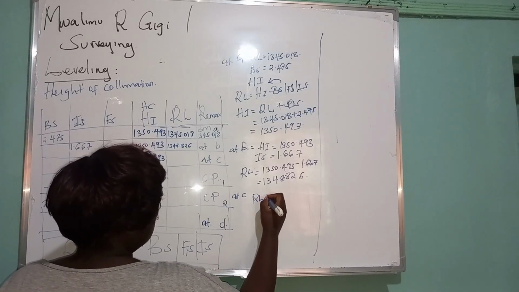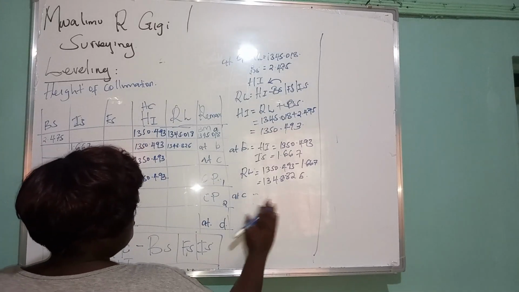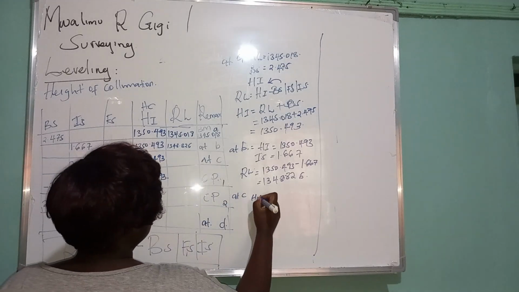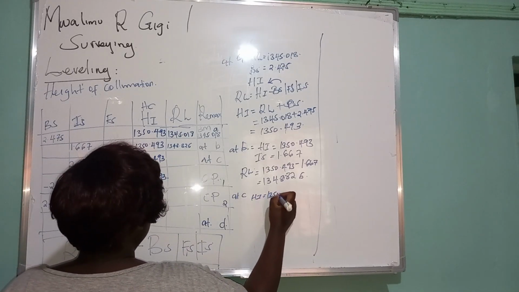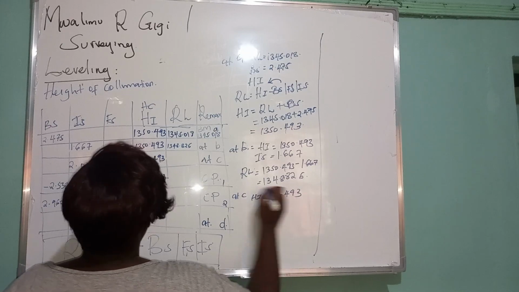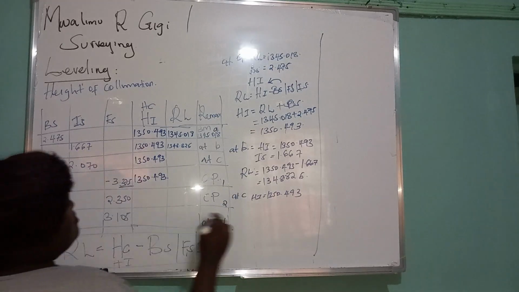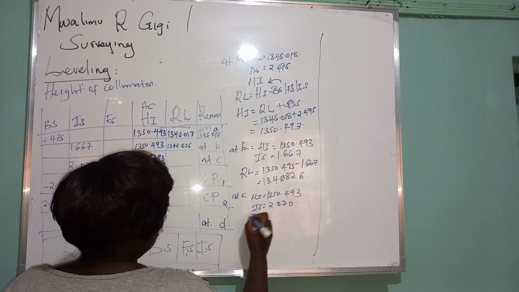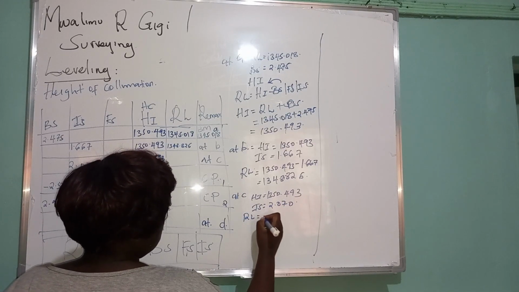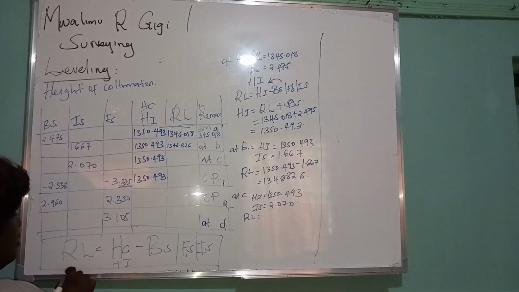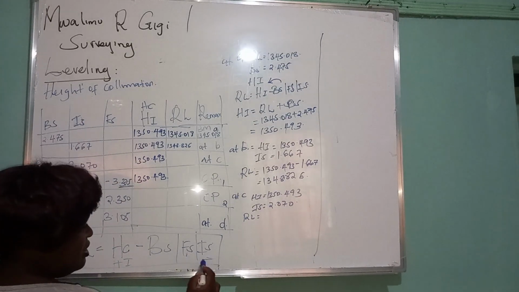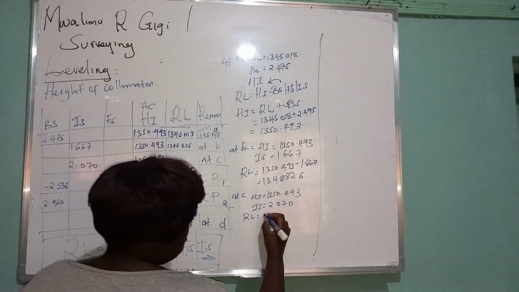At point C we don't have the reduced level. We have the height of instrument as 1350.493 and an intermediate sight of 2.070. So what is the reduced level? The reduced level from the formula is the height of instrument minus the intermediate sight.